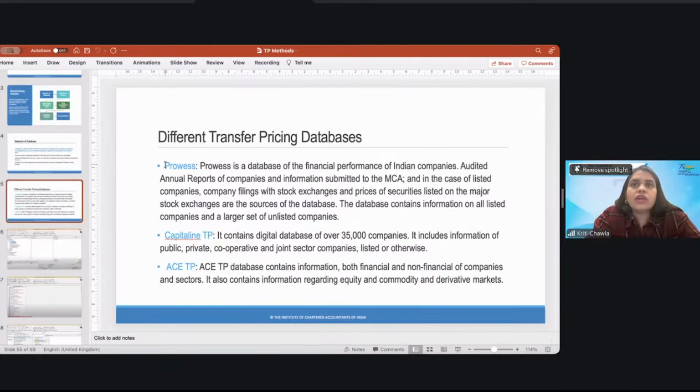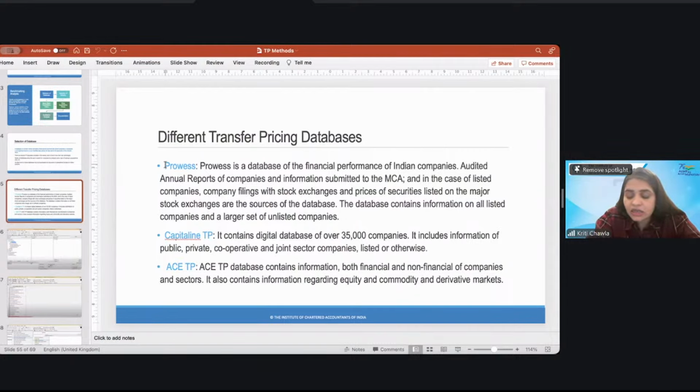Then there is something called Capital Line TP. Now, Capital Line TP is also a digital database which has a database of more than 35,000 companies. It also includes private, public companies, cooperative, joint sector companies, etc. All of them are provided there.